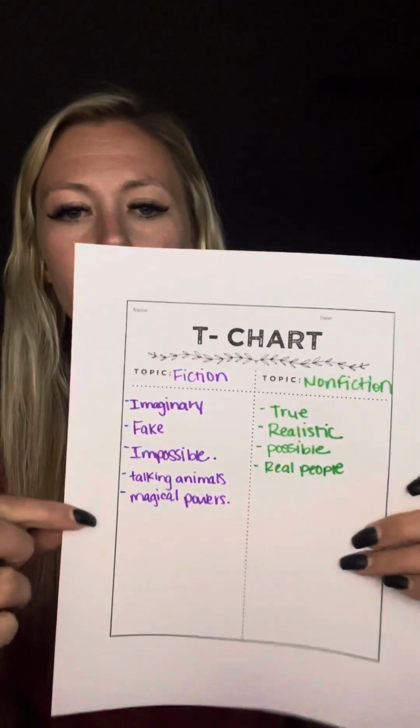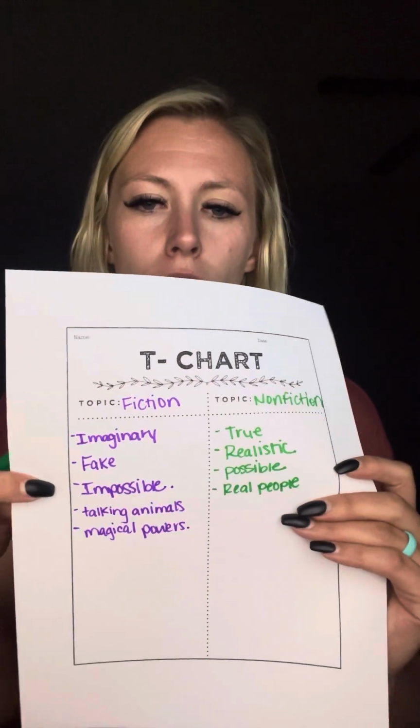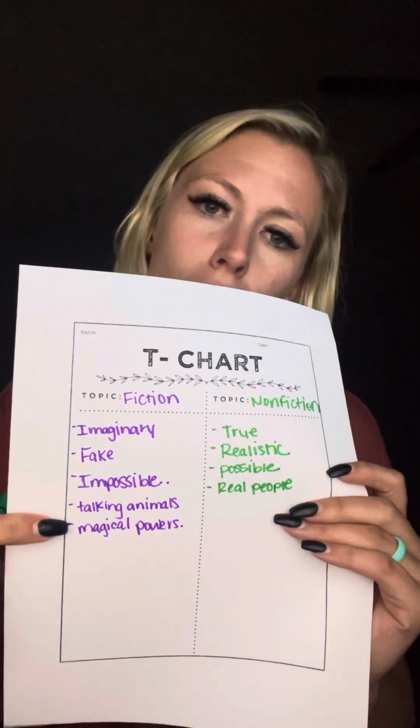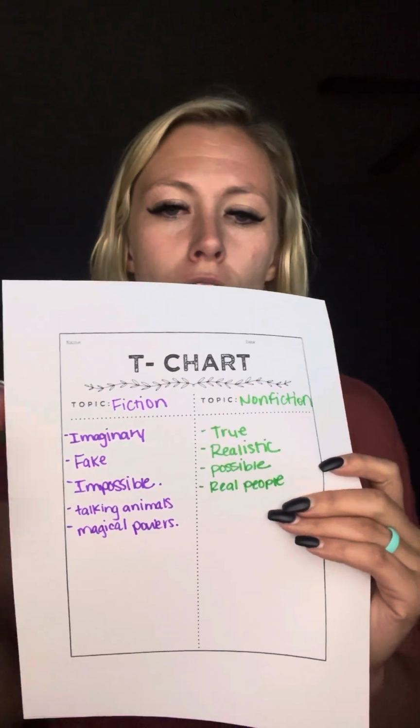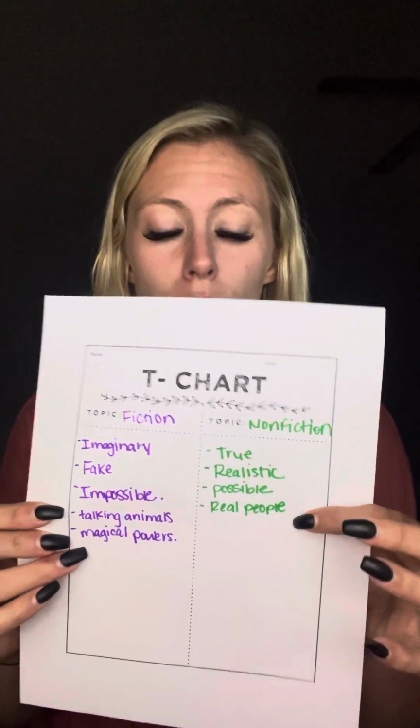Okay, so as of right now, our T-chart should look a little something like this. We've got our fiction on one side with imaginary, fake, impossible, talking animals, magical. Nonfiction, we have true, realistic, possible, and real people. Our next part of this T-chart that I'd like to add would be to identify what type of books we may see or read that will be classified as fiction or nonfiction.